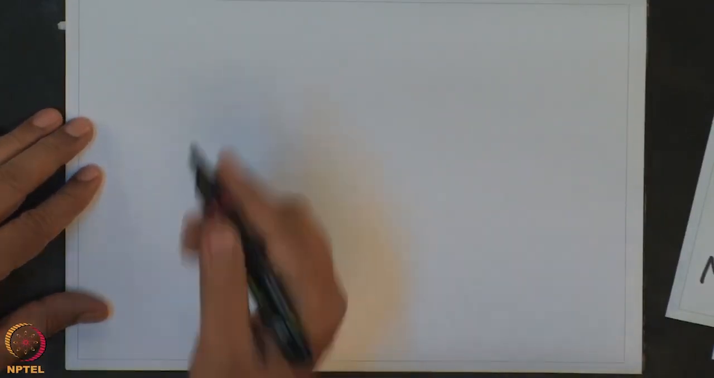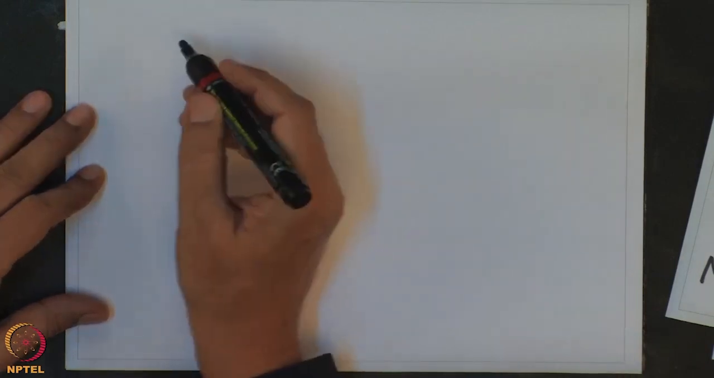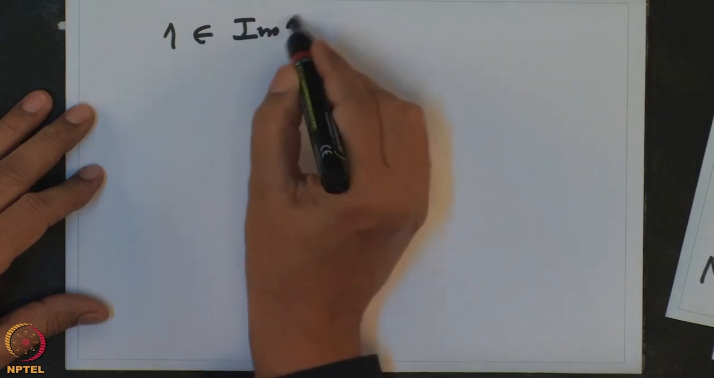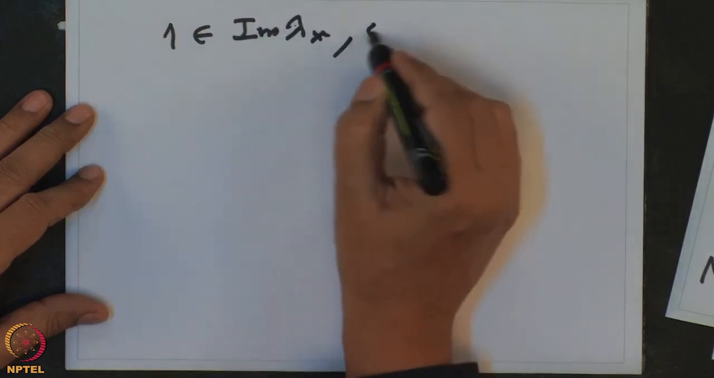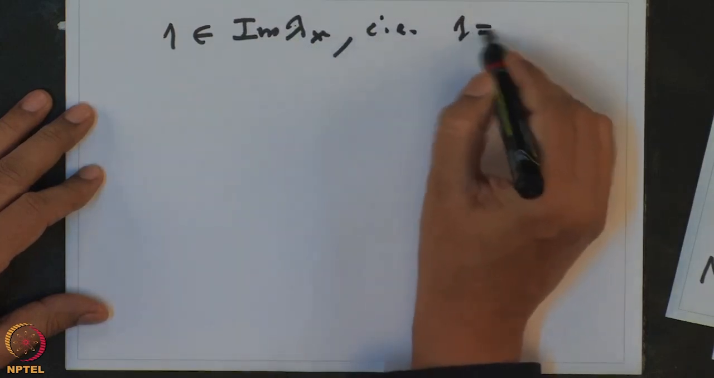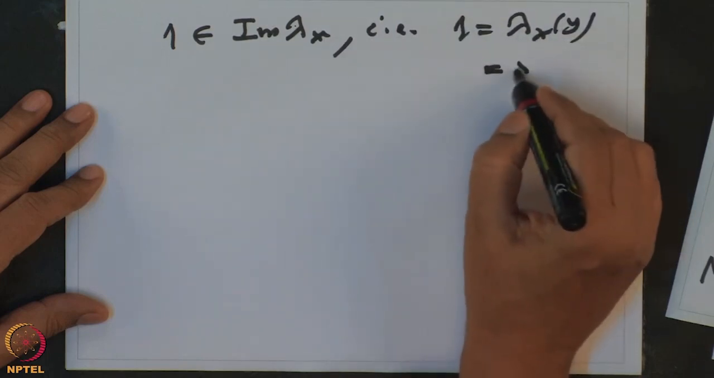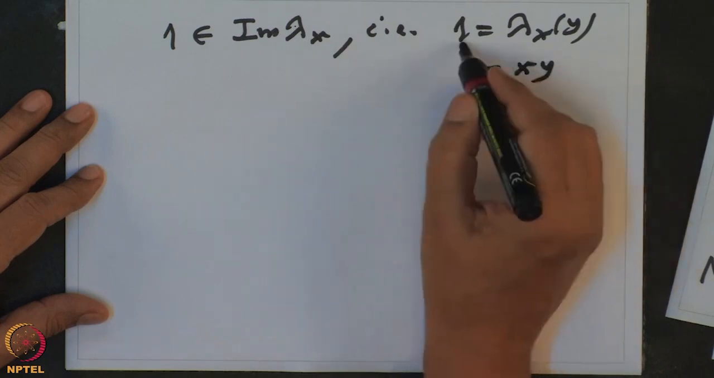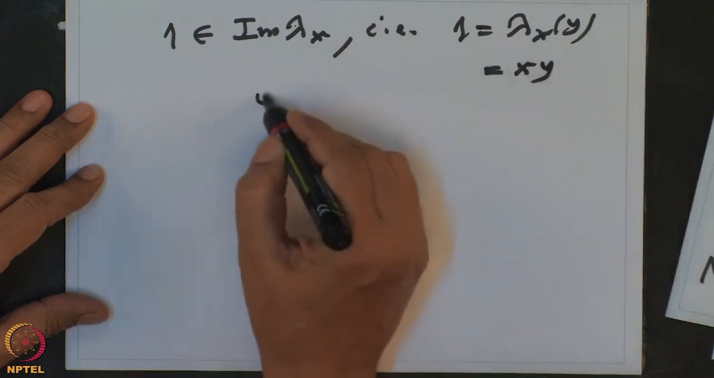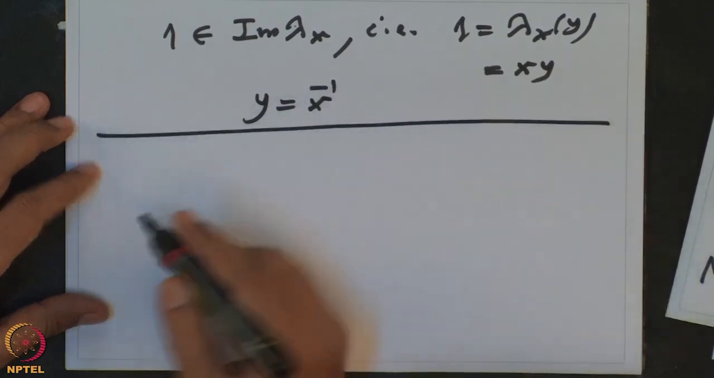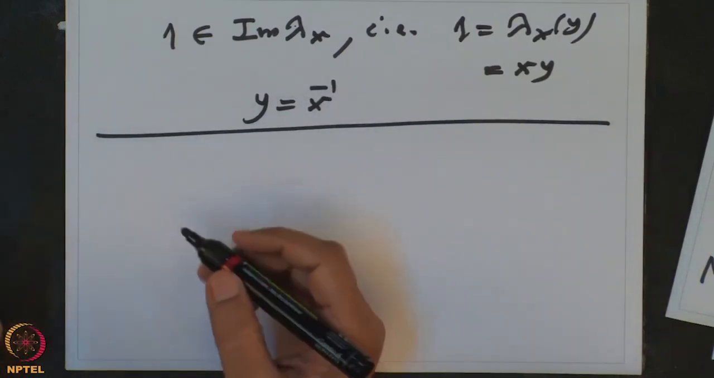So once lambda x is surjective, that means what? That means one is in the image of lambda x, but that means 1 equals lambda x of some y, which is xy. So that means this y is the inverse of x. So therefore y equals x inverse. And then we have finished proving that every prime ideal is maximal.